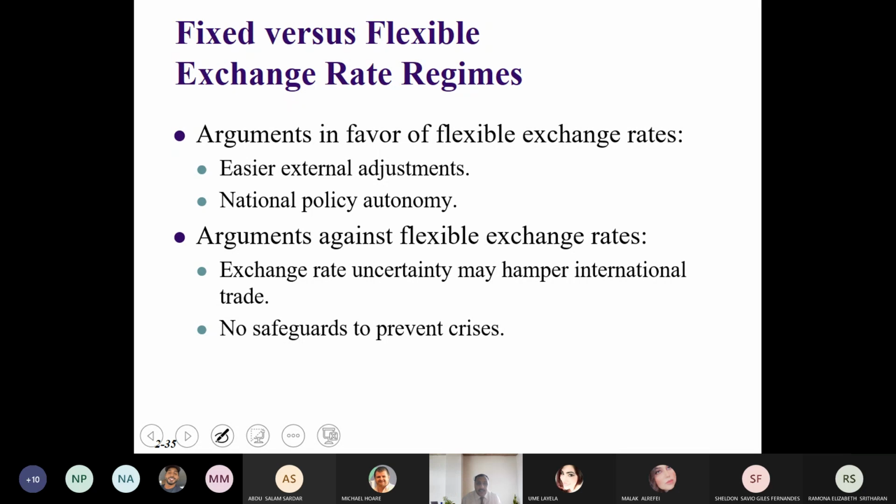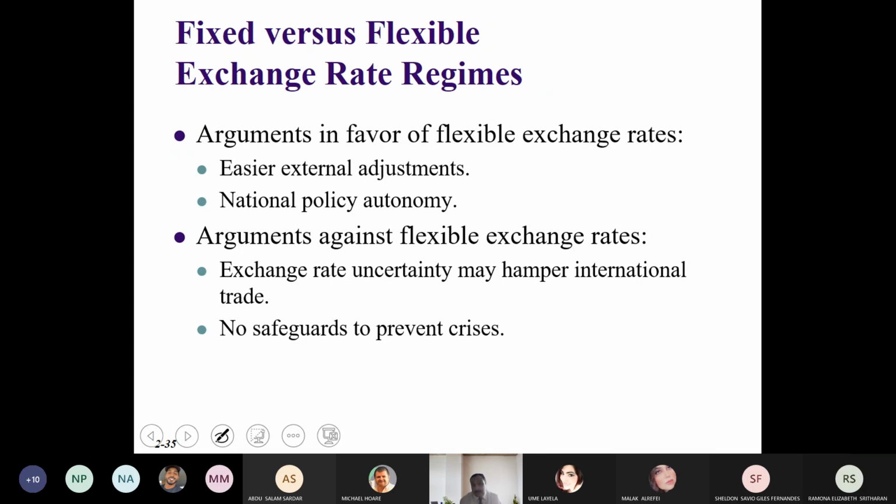Okay, that's fine. But arguments against the flexible exchange rate are that exchange rate uncertainty may hamper international trade. As we have said, if the exchange rate keeps on changing every day, do you feel comfortable investing in that country? Will you go and trade with that country where the exchange rate is fluctuating and changing every day?